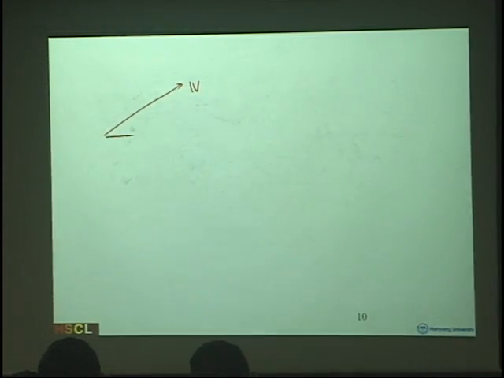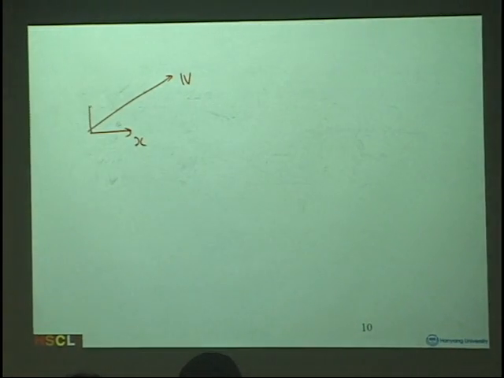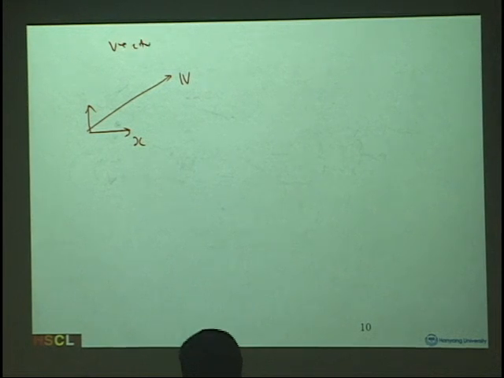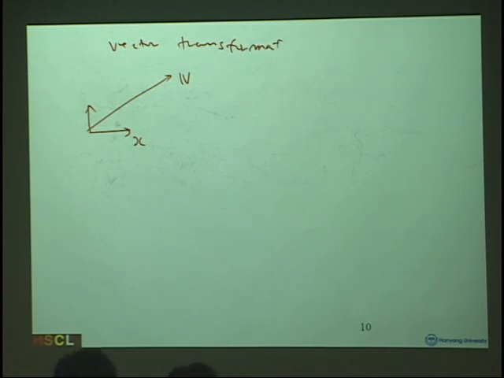Okay, again, we have a vector V here, and x and y. This is what we call vector transformation. And we have the x and y coordinate system, and this is the x prime and y prime. And there is a theta between these two coordinate systems.